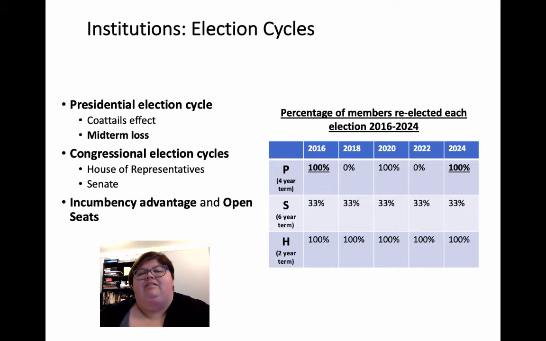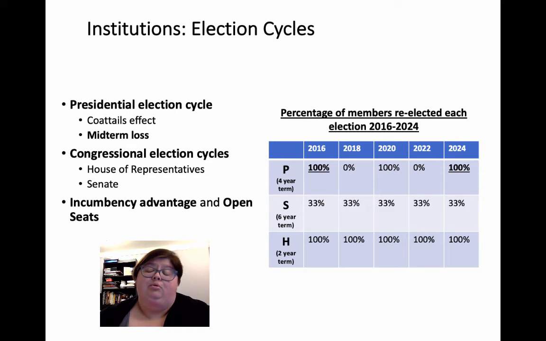And built into this idea of how elections work and what elections are more important, quote unquote, than others is the concept of election cycles. There are different cycles that work based on the federal positions that are involved. So presidents have a 4-year term, which means every 4 years we have to have a presidential election.